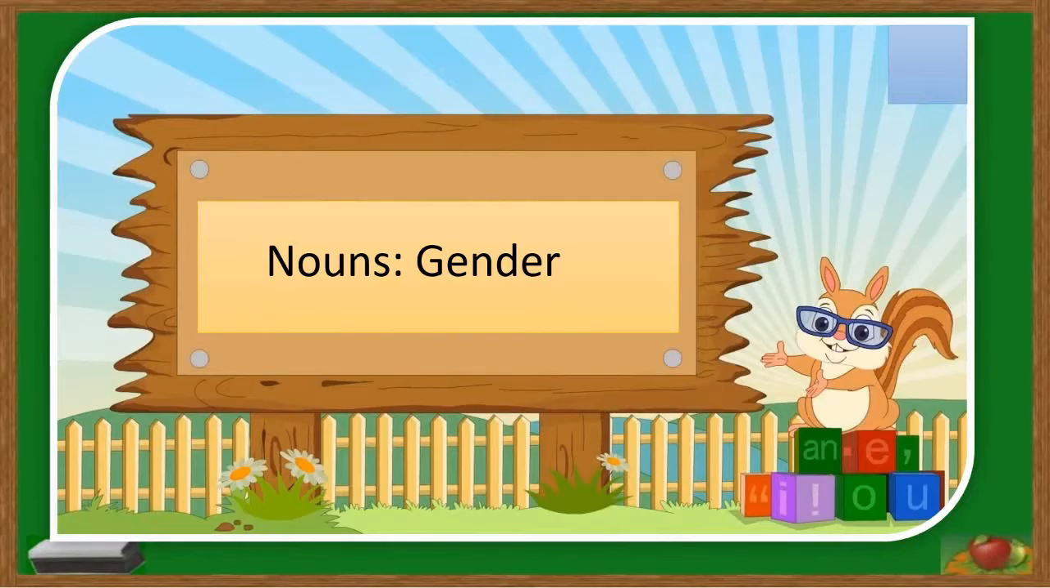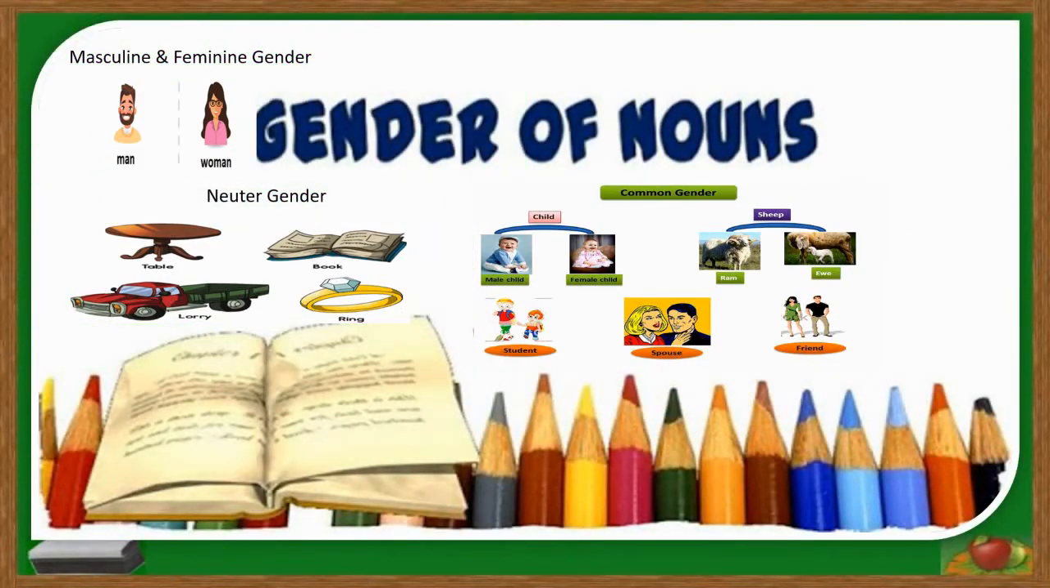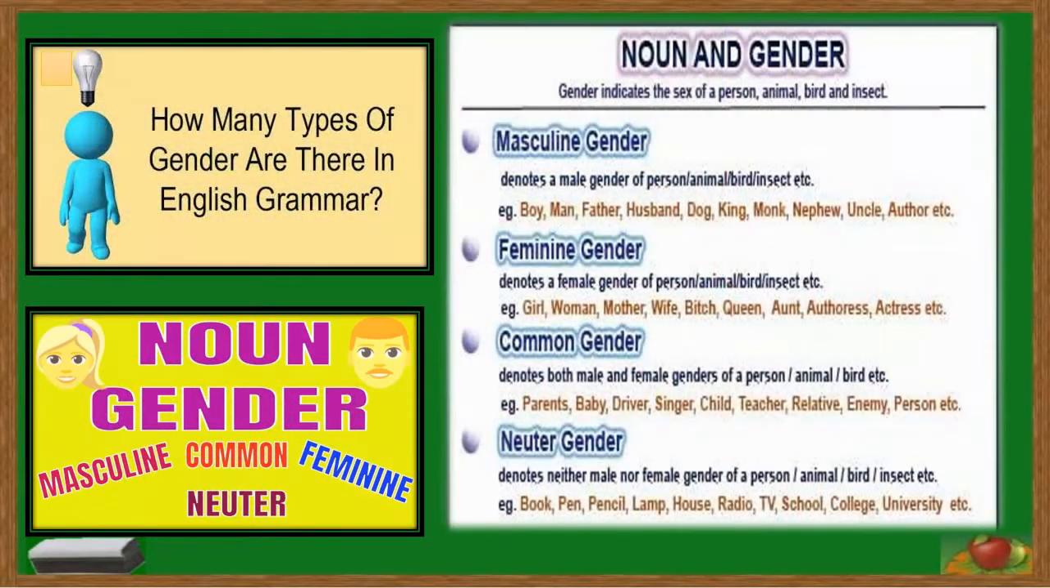Now, let's study about noun and its gender. Students, on your screen, you can see gender of nouns. Here you can see masculine and feminine gender, neuter gender, then common gender. Let's study more about them in detail in our next slide. How many types of gender are there? Let's see noun gender. There are 4 types of gender: masculine, common, feminine and neuter. So let's see more about them.